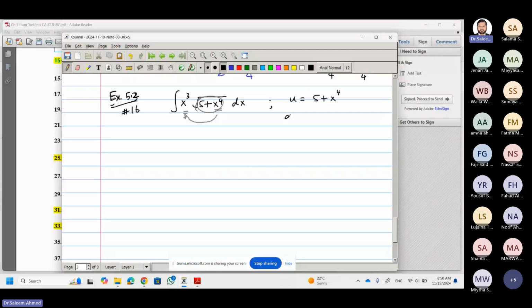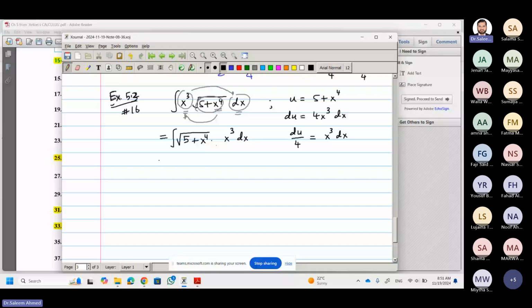So du will become, 5 is 0, so it becomes 4x cubed dx. I can divide by 4, so du by 4 will become x cubed dx. Why did I write it like that? Because I have x cubed. See, I can rearrange the terms. Square root of 5 plus x4 and x cubed dx, I can write them together, because x cube and dx are multiplying, so we can write them like this.